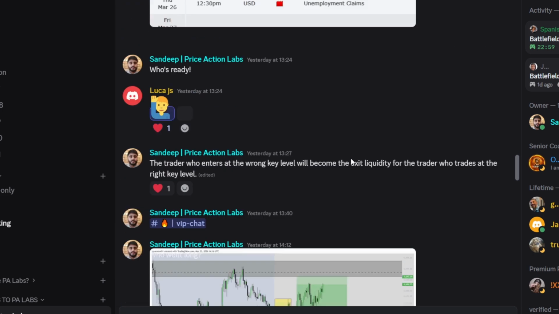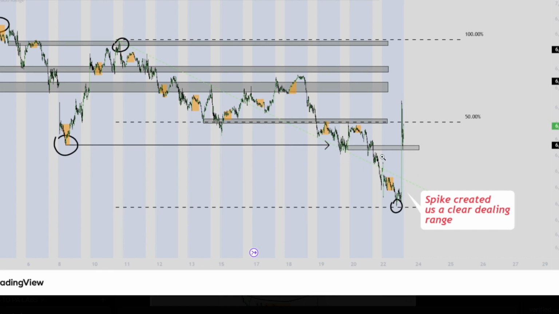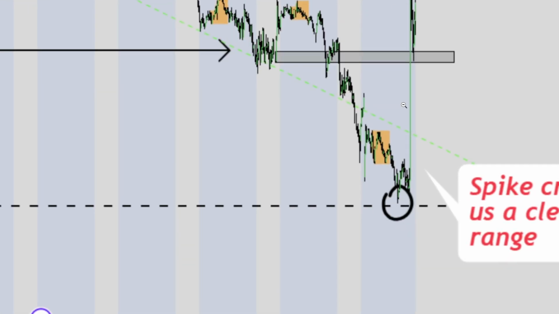So here we have the Discord. I'm just going to be going over my pre-market plan, right? So here we have my pre-market plan for the day. What we can see here is structural high, structural low, structural high, structural low, and then we have this huge kind of spike.